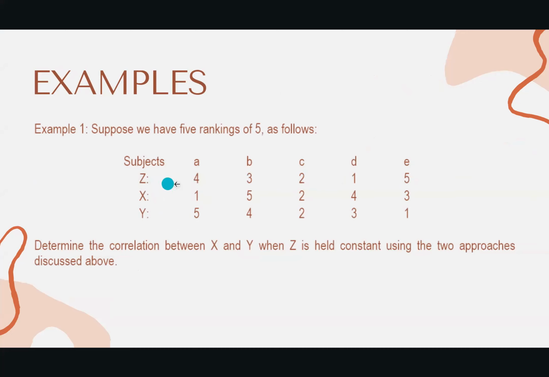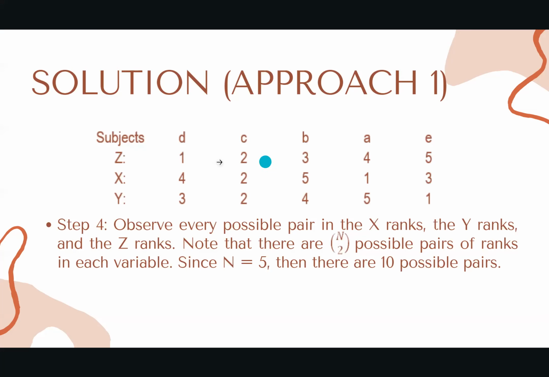So, syempre, kapag in-arrange natin yung Z na values, gagalaw na lang yung corresponding X and Y niya. So, for example, yung nasa subject D, ang Z niya is 1, X niya is 4, Y niya is 3. Nandito rin siya sa ilalim nito. Yun yung makikita natin for the subject D under Z. This time, naka-arrange nga lang.